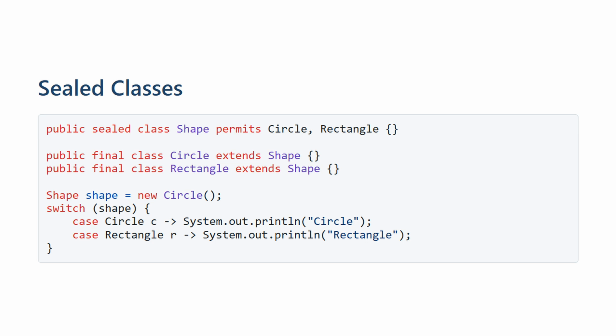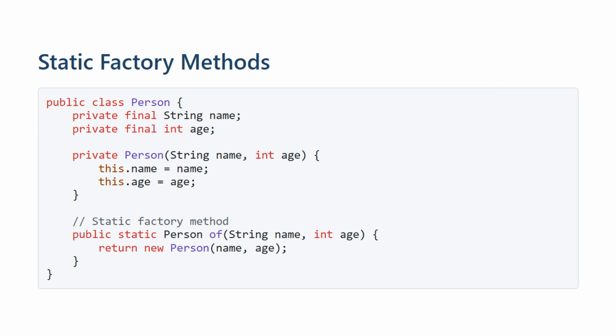For example, if you write a switch on Shape, the compiler can check that you handle every possible case, Circle and Rectangle, and warn you if you miss one. This feature is great for modeling domains where the set of types is fixed, like shapes, states, or commands. It gives you control and clarity without sacrificing flexibility.